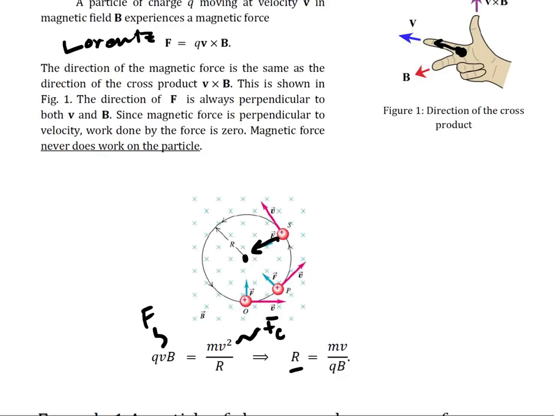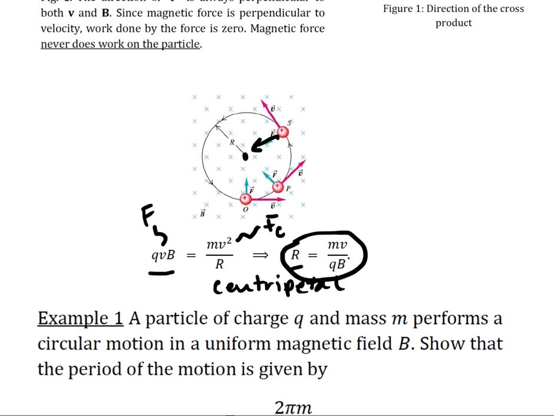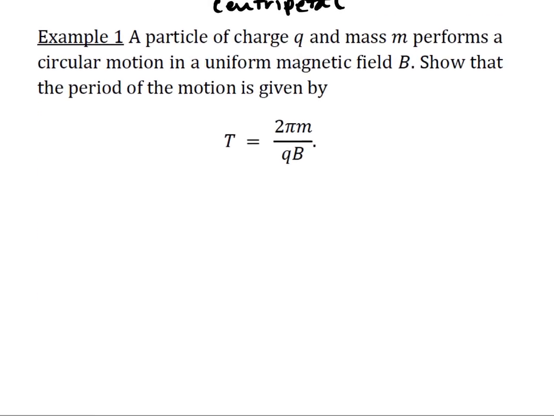So with the first equation, the magnetic force is qvB, and the centripetal force, as you see from PHY104, is the mass times velocity squared over the radius. You combine these two together, and you get the radius of the circular motion of a charge under a magnetic field by this equation. Okay, so we come to example 1.